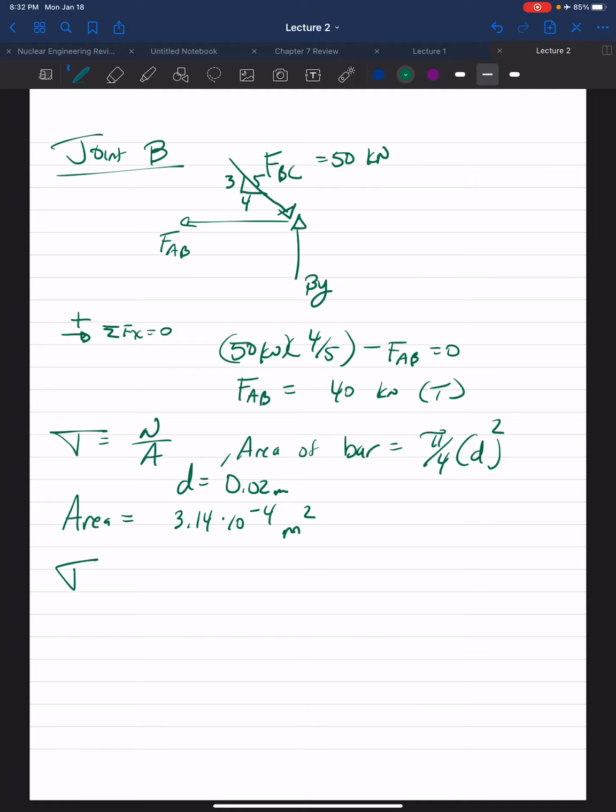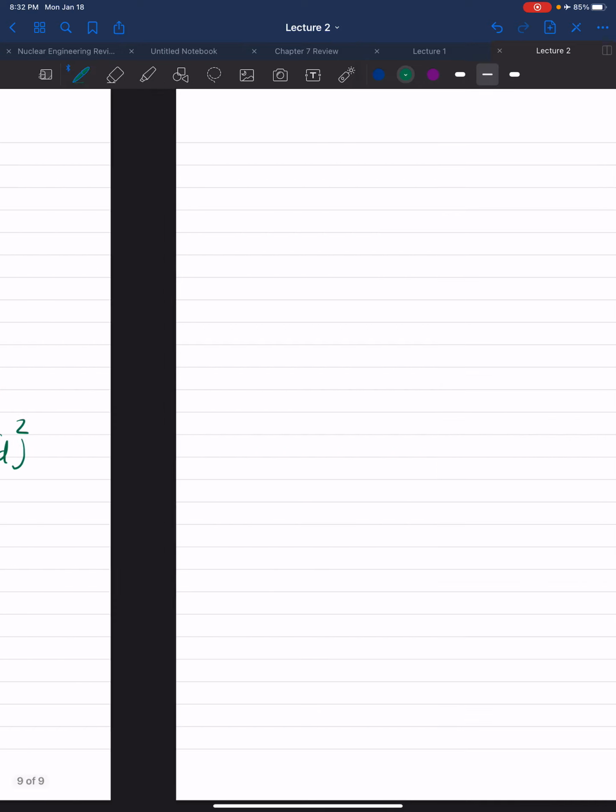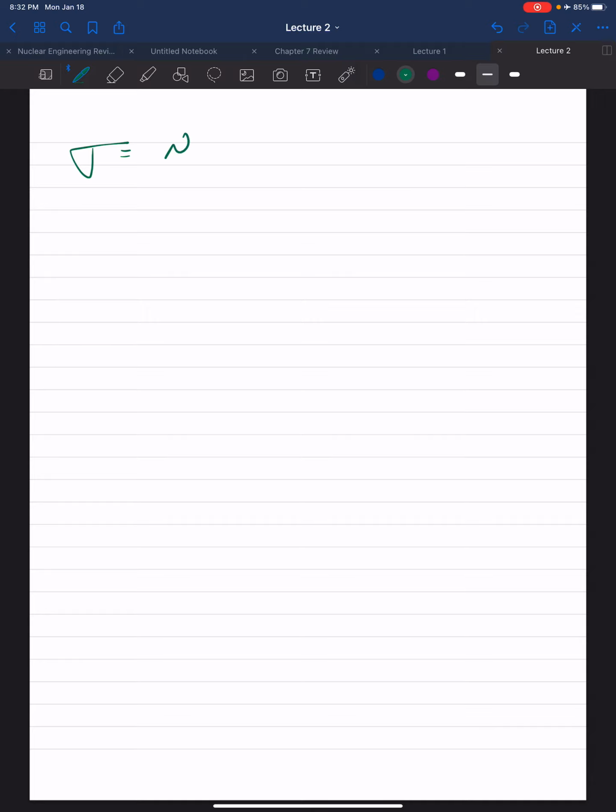So my average normal stress, go to a clean page, is the force in the bar divided by the area. So we have 3 bars here. We have AC, AB, and BC. As a recap, we had our FBC, we determined was 50 kilonewtons. Our FAC was 30 kilonewtons. And our FAB was 40 kilonewtons.